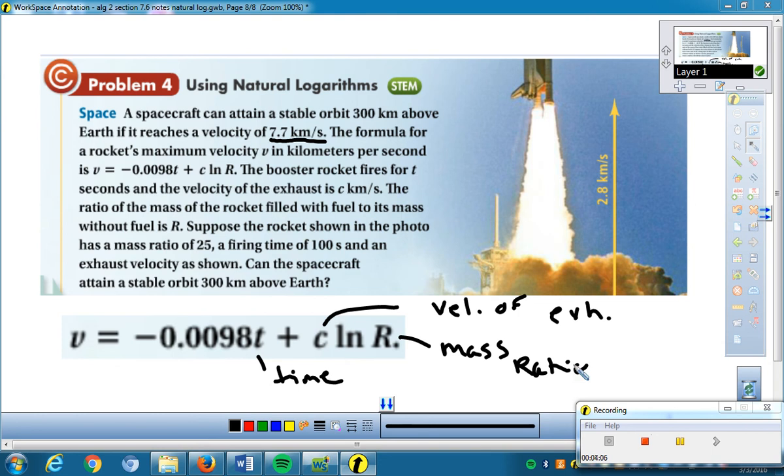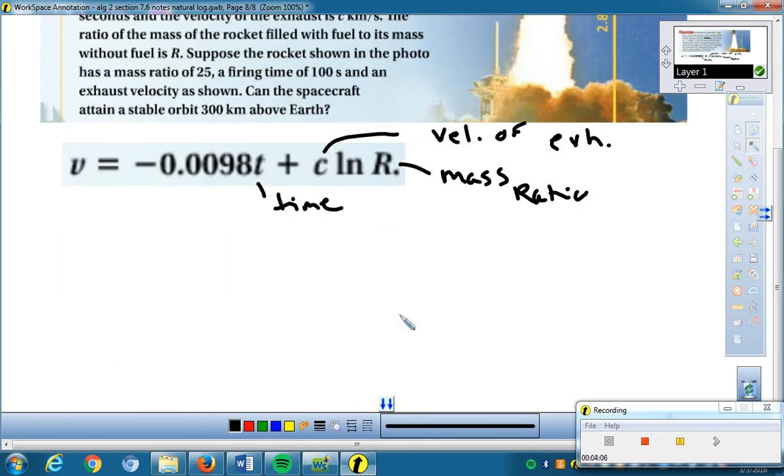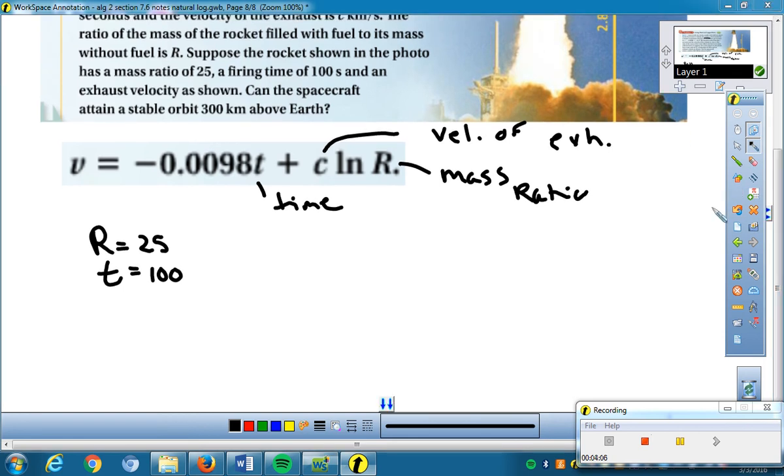Okay. Suppose the rocket shown in the photo has a mass ratio of 25. So that means what equals 25? R. R equals 25. A firing time of 100 seconds, t equals 100, and an exhaust velocity as shown, which was 2.8. Can the spacecraft attain a stable orbit 300 kilometers above the Earth? So they're asking us if the max velocity can reach 7.7.